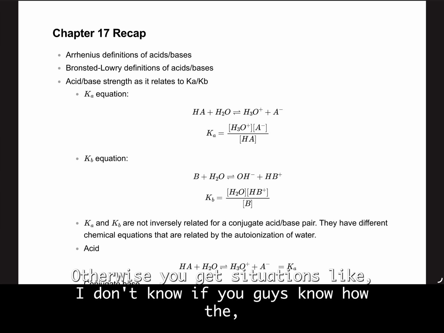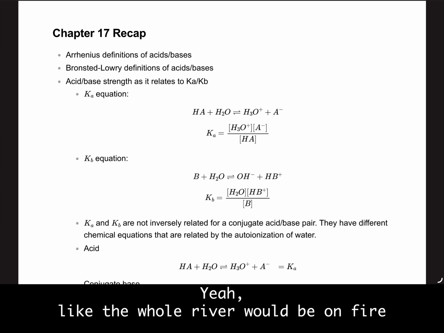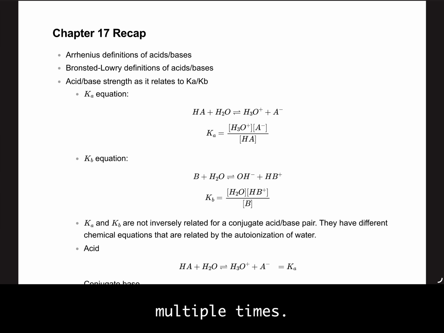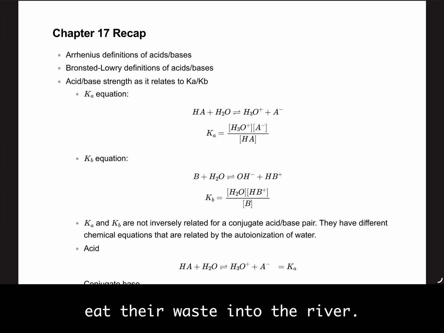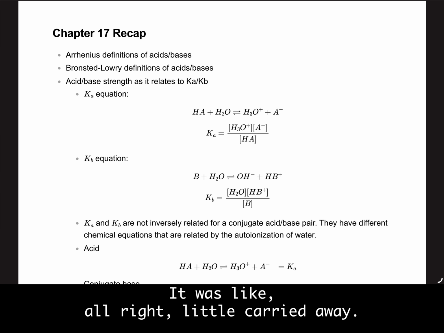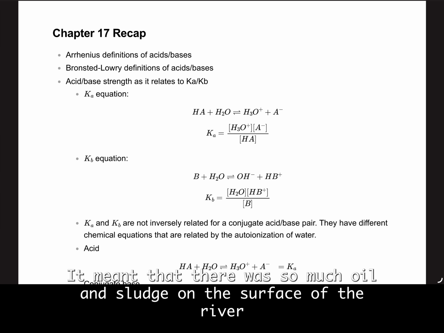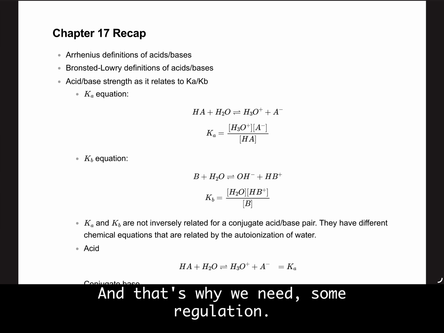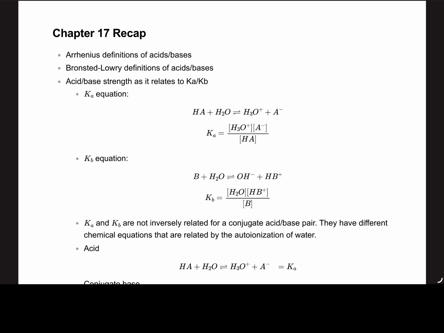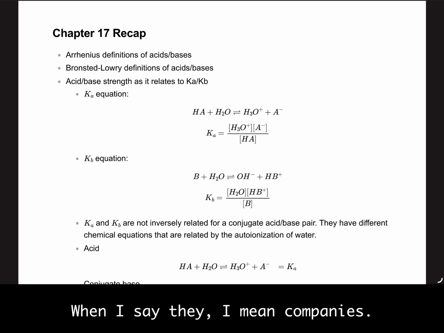Otherwise, you get situations like, I don't know if you guys know how the Ohio River used to catch on fire. Yeah, like the whole river would be on fire multiple times. Why? Because chemical plants would just yeet their waste into the river. It was like, all right, it'll carry it away. And it did, but it also killed everything in the river. It meant that there was so much oil and sludge on the surface of the river that it would catch on fire. And that's why we need some regulation. Because otherwise, they just make it somebody else's problem. When I say they, I mean companies.